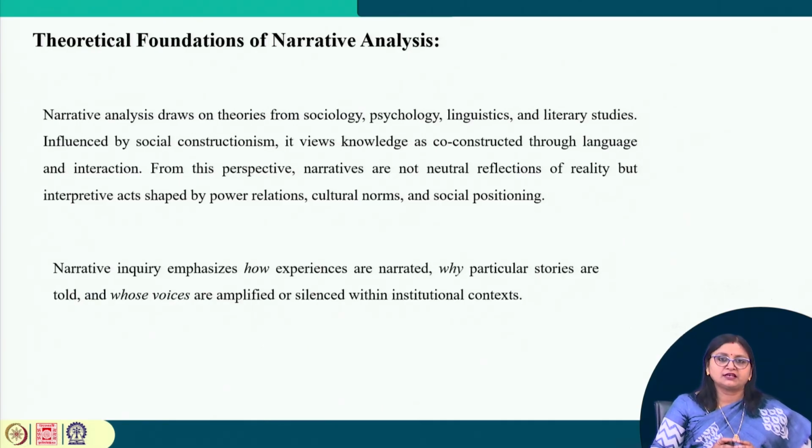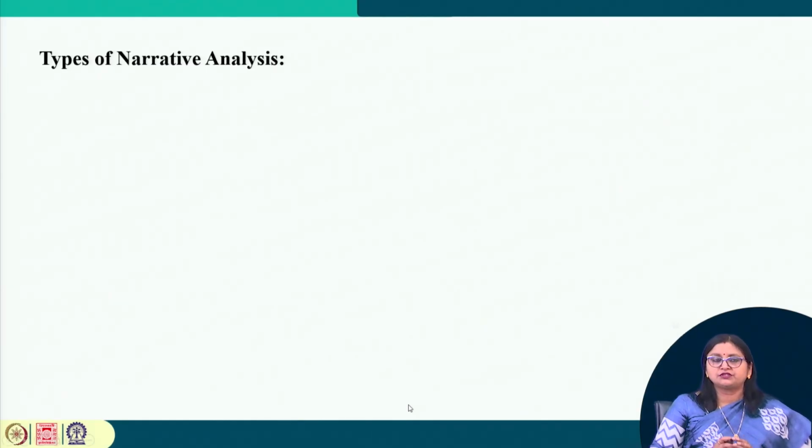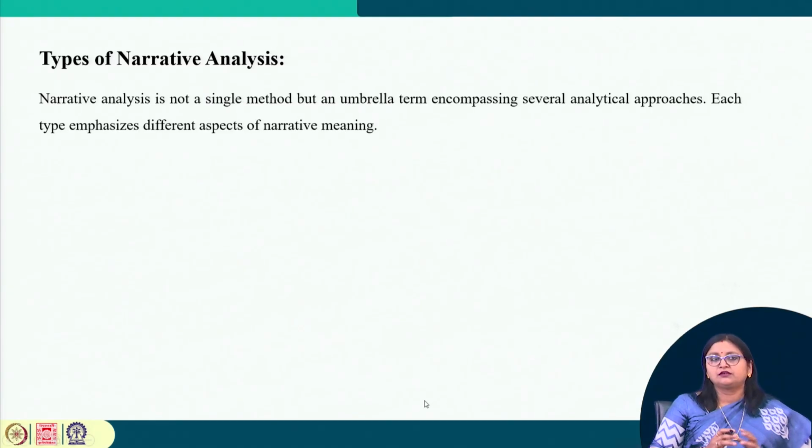Narrative inquiry emphasizes how experiences are narrated, why particular stories are told and whose voices are amplified or silenced within the institutional context. If we talk about any matter which is not very much listened to in academics, then what kind of problem was there, what kind of narration was there, and whose words are being given importance.